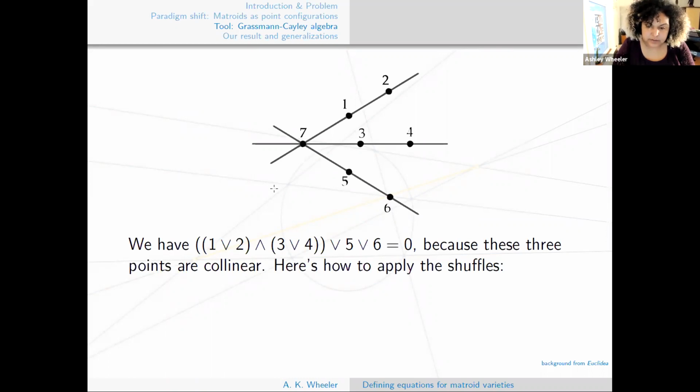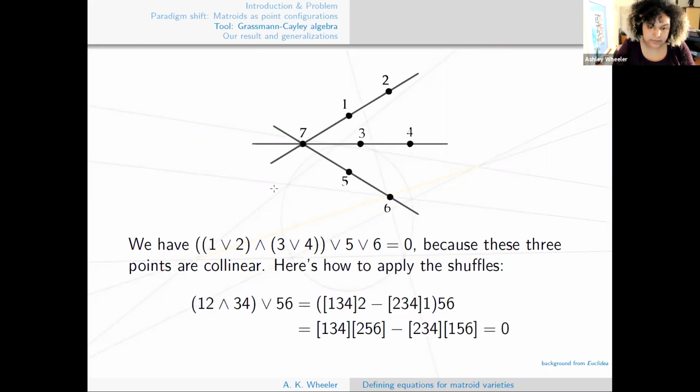Here's how to apply the shuffles in the meet operation. This expression in the parentheses becomes 1, 3, 4, 2. And then in the next term, the 1 and the 2 are permuted. They switch places. And a minus sign pops out because that's the sign of the permutation. And then in the next step, the 5, 6 is distributed through. So you get a binomial in the brackets. And this is exactly the equation that Nick Ford gives for the defining ideal for the pencil matroid variety.